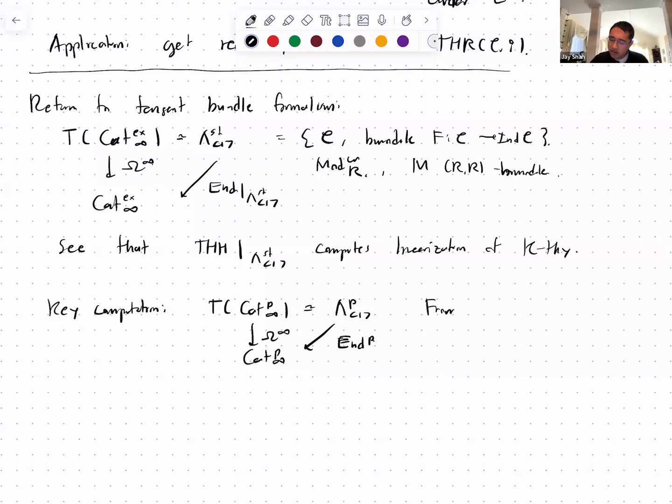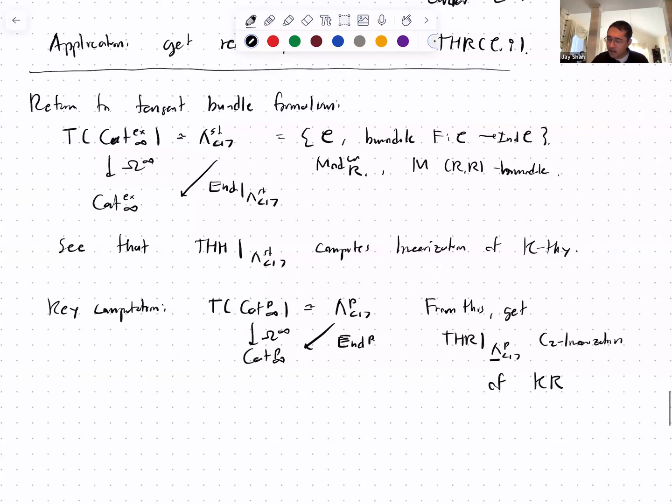And from this, you can again get that THR restricted to lambda P1 is, now I have to phrase the universal property, I have to say it's a linearization. This is a linearization in the C2 sense of real K theory. And again, this is as a C2 functor.